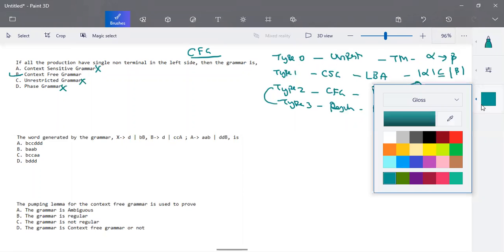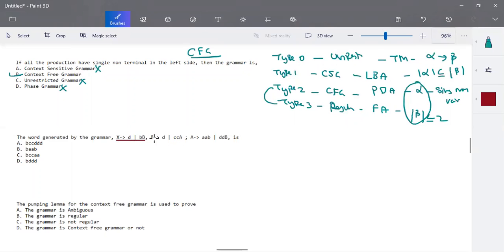And the next one is about a word generated by the grammar. So we have to check whether these words are generated by the given grammar or not. So we have 3 variables. A variable is a capital letter which has a production for it.